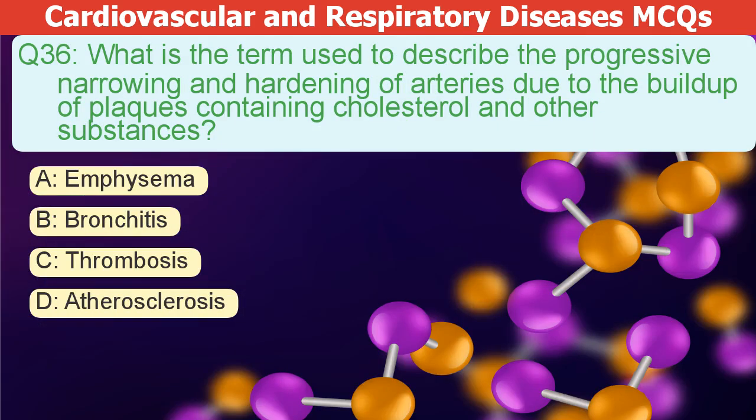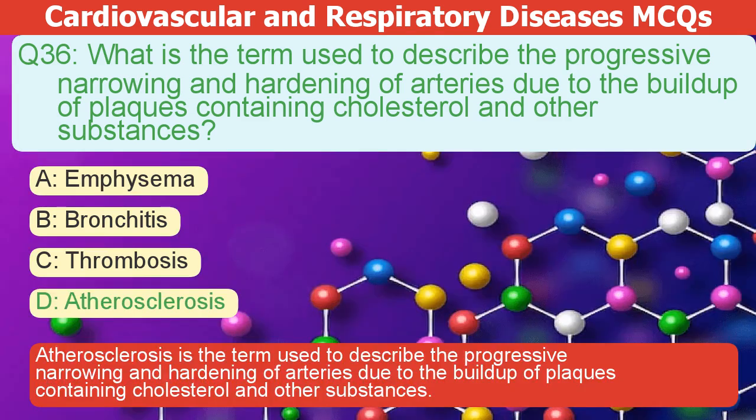What is the term for the progressive narrowing and hardening of arteries due to plaque buildup? A. Emphysema. B. Bronchitis. C. Thrombosis. D. Atherosclerosis. The correct answer is D. Atherosclerosis is the term used to describe the progressive narrowing and hardening of arteries due to the buildup of plaques containing cholesterol and other substances.